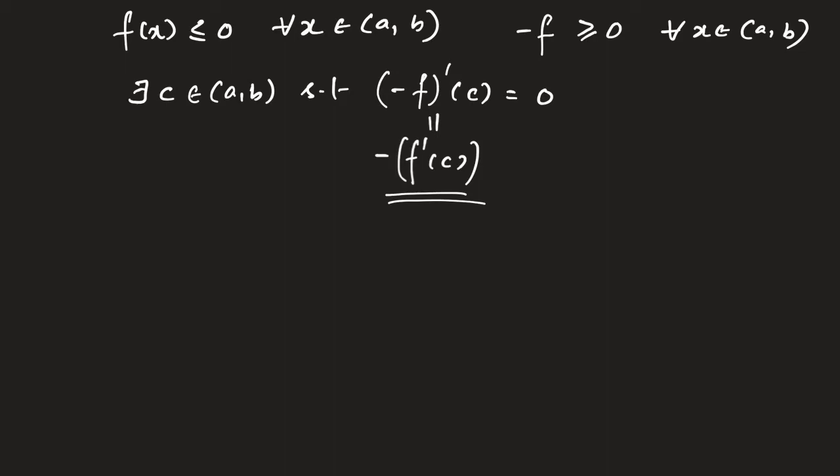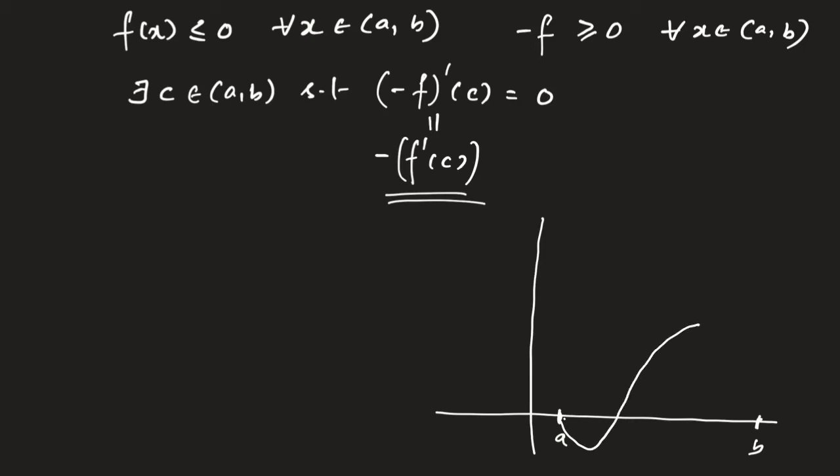Let us now try to see what this theorem is telling geometrically. Geometrically, we have a function f such that at a this is equal to 0 and at b this is equal to 0. The function is 0 at a and b, and the function is not constant 0. So it has to increase, decrease, etc. So at some point it will have a maximum, and at that maximum point it will have derivative 0. So that's what it is saying.